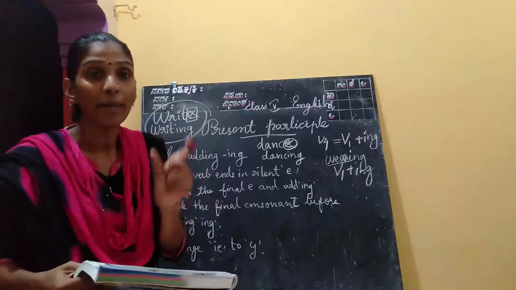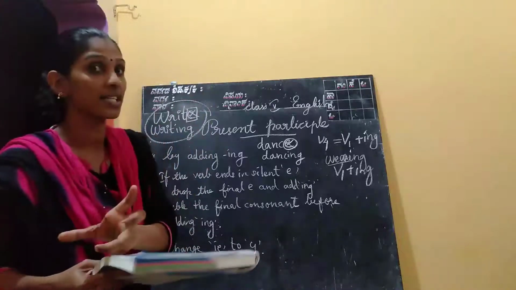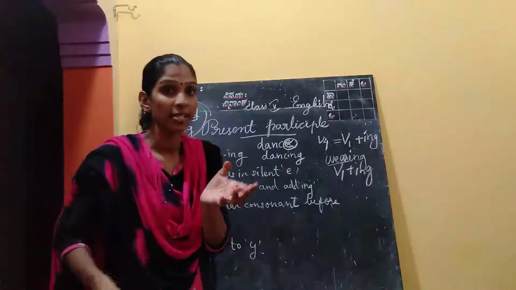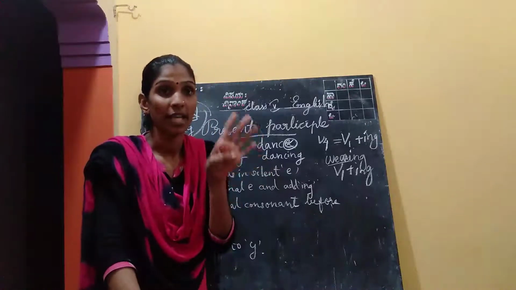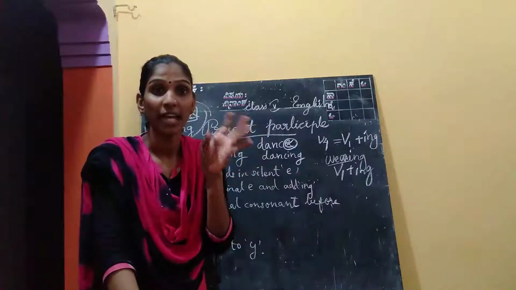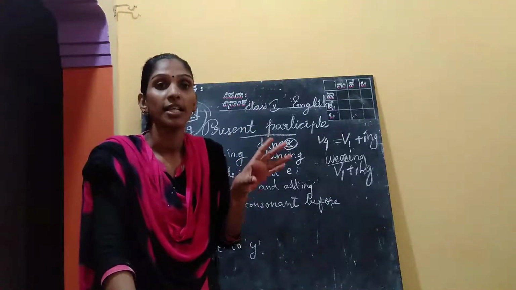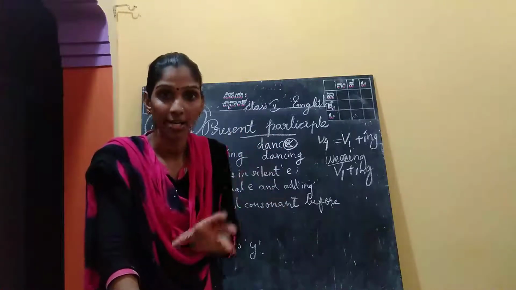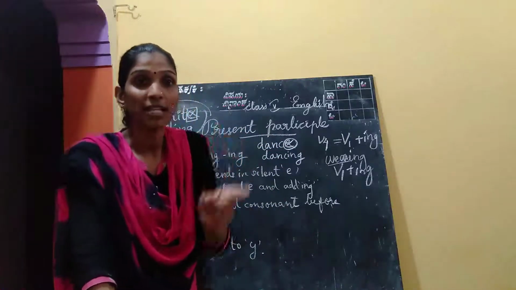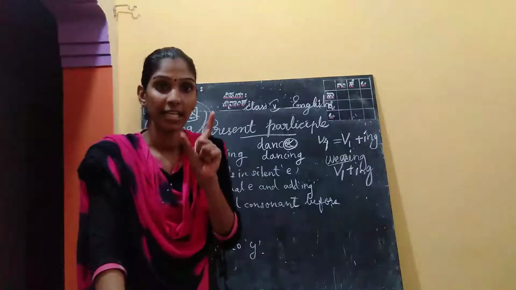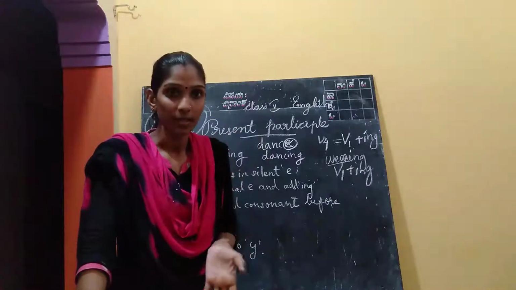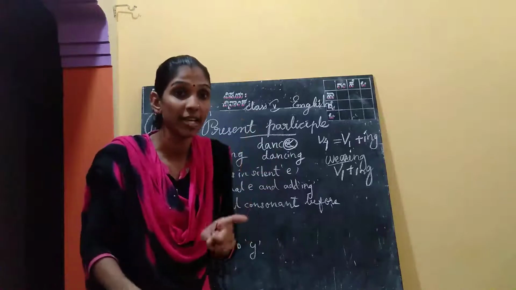We have to double the final consonant, the last consonant. Do you know vowels and consonants? There are 5 vowels, A, E, I, O, U. All the remaining 21 letters are consonants, right? See, if there is only one consonant in a word, we can add only one consonant.